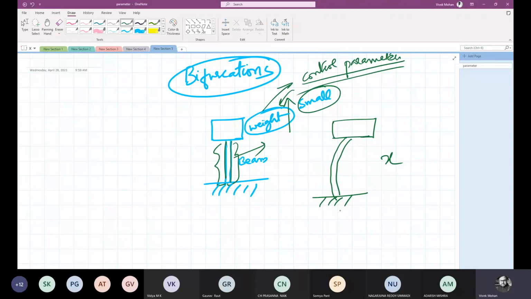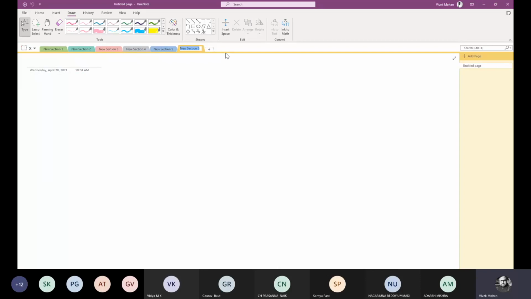Now we'll move on to specific bifurcations. The first one is the saddle node bifurcation. Let's see what the saddle node bifurcation is. The saddle node bifurcation is the basic mechanism by which fixed points are created or destroyed. Just keep this definition in mind and we'll go to the analysis.